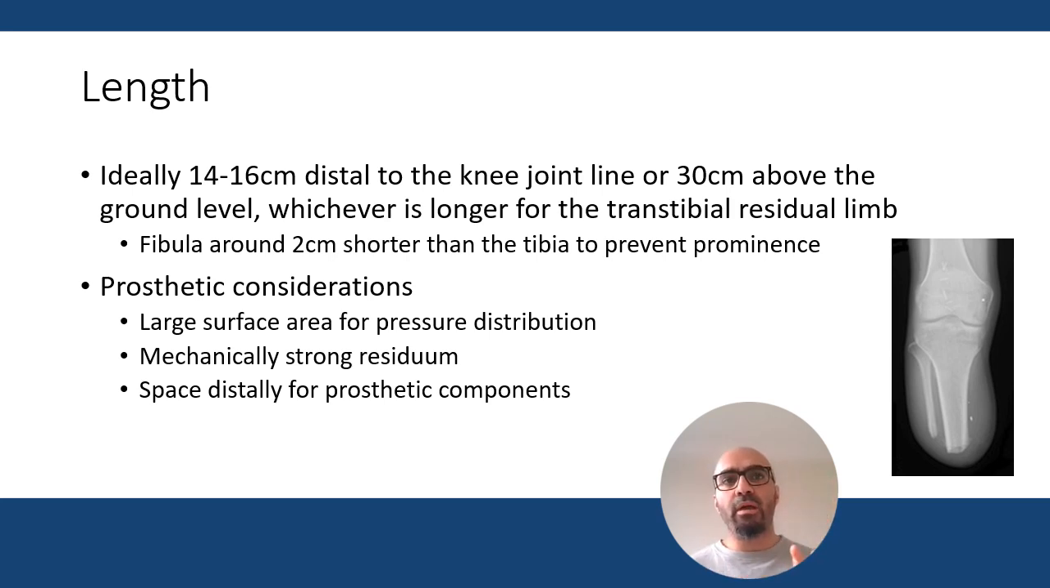We are aiming to have a large surface area to distribute the prosthetic socket pressure, and a strong residual limb to control the prosthesis, while still having space underneath to fit appropriate prosthetic components. So you can see the residuum, which is the residual limb, needs to have a few mechanical qualities that make sure these prosthetic considerations fit within the artificial limb.